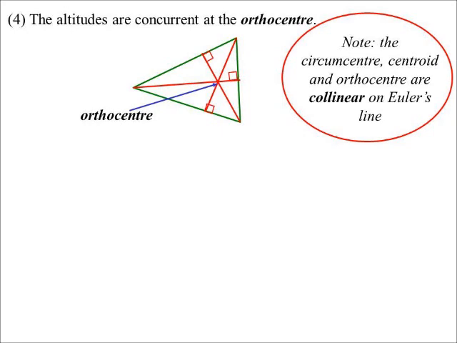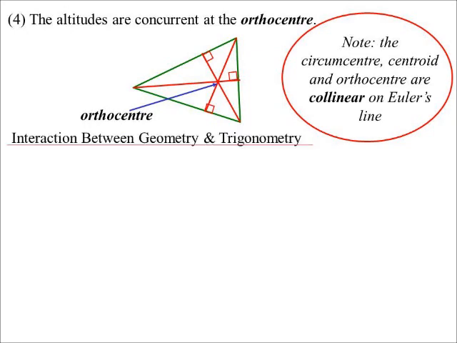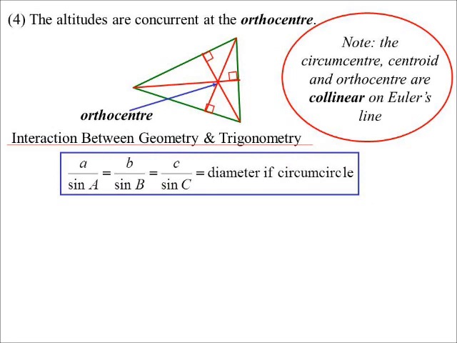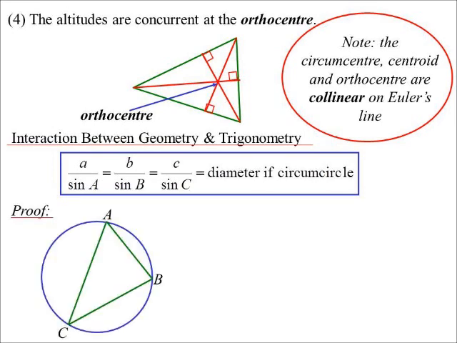Anyway, there's a lot of interaction between geometry and trig, so sometimes we can use trig to solve geometry problems. The most common one, I guess, is the sine rule. So you remember that we know the sine rule, A on sine A is B on sine B, C on sine C, but it's also equal to the diameter, by the way, not the radius, the diameter of the circumcircle. So let's just prove that. So there's a triangle with its circumcircle.